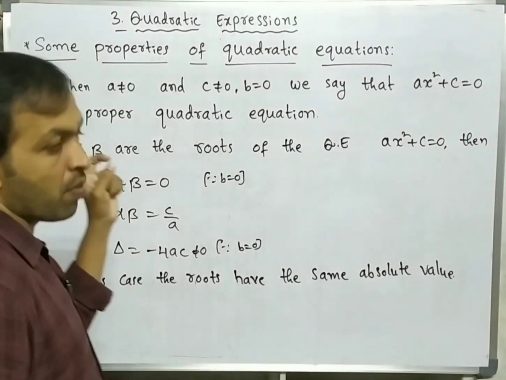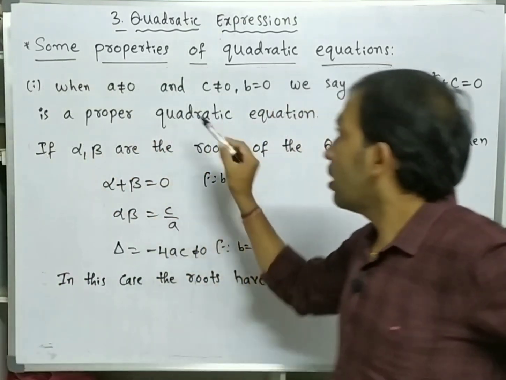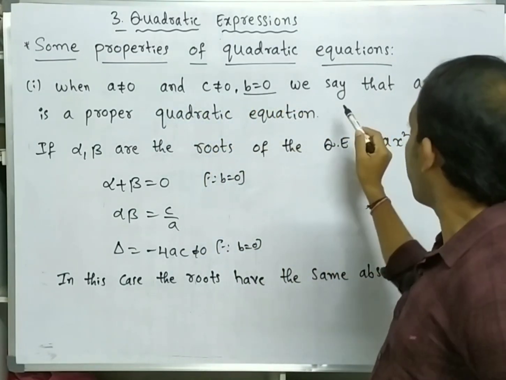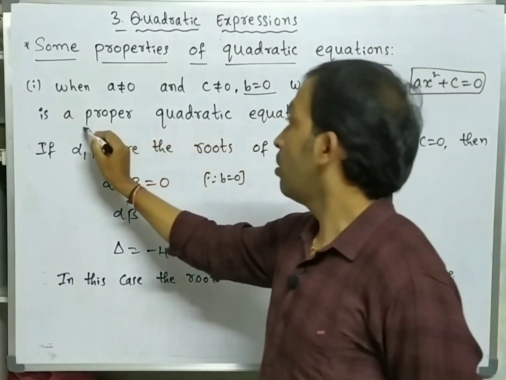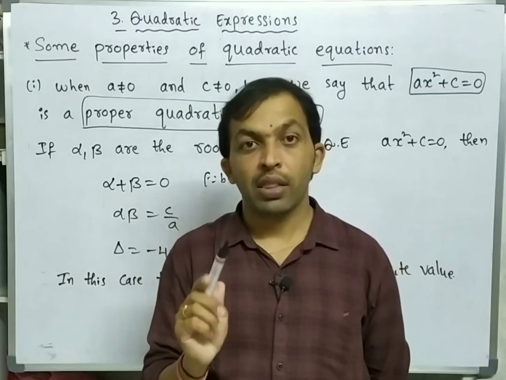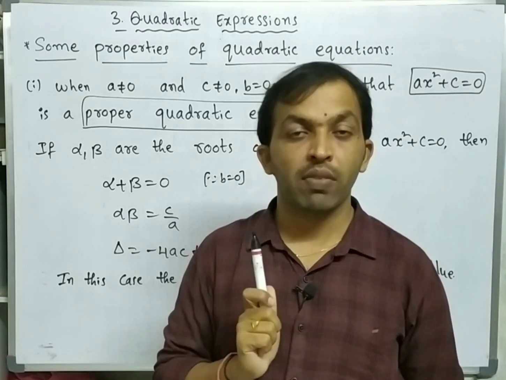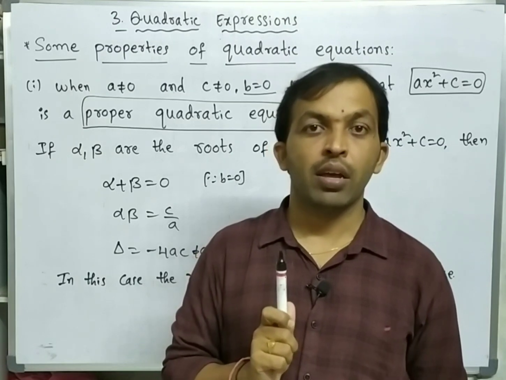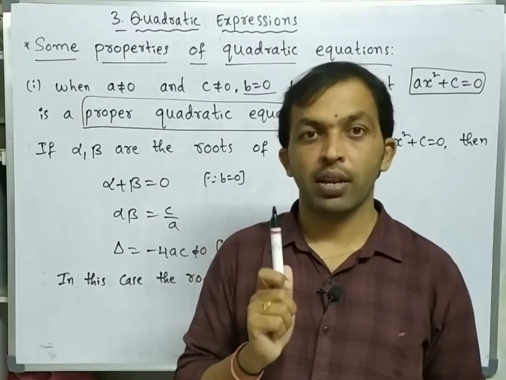Next, some properties of quadratic equations. First point: when a is not equal to 0 and c is not equal to 0, and b is equal to 0, we say that ax square plus c is equal to 0 is a proper quadratic equation. Students, in this video I am focusing on very important points, which are very useful in competitive examinations as well as in the intermediate public examination also. So concentrate and try to understand the concepts.